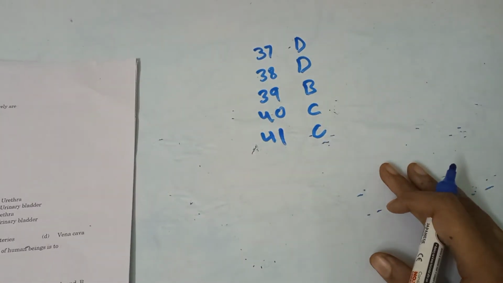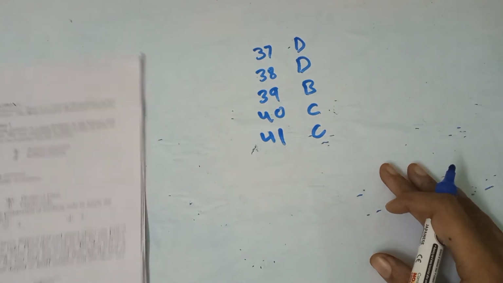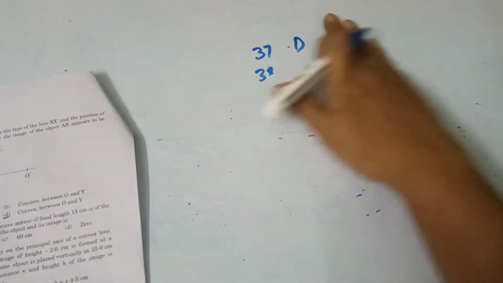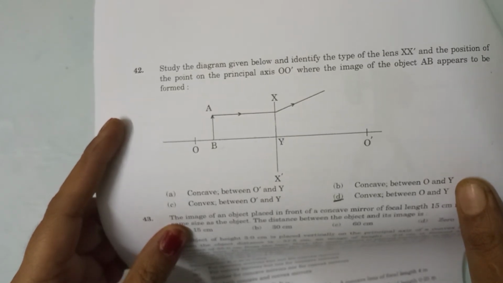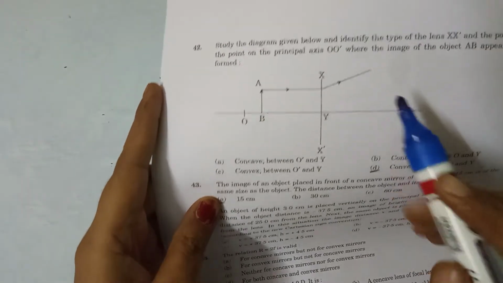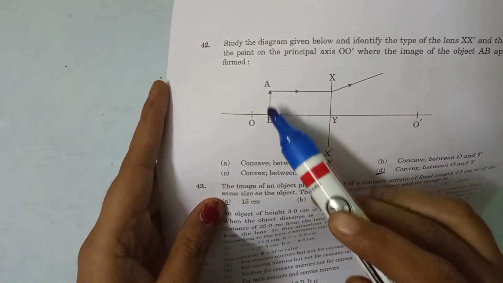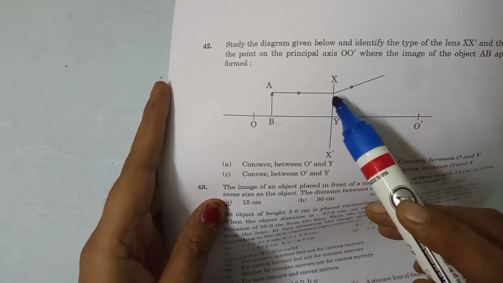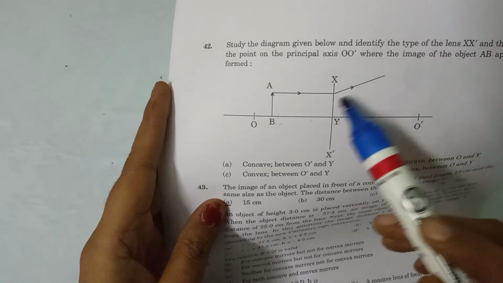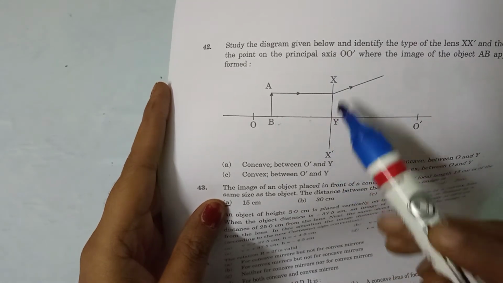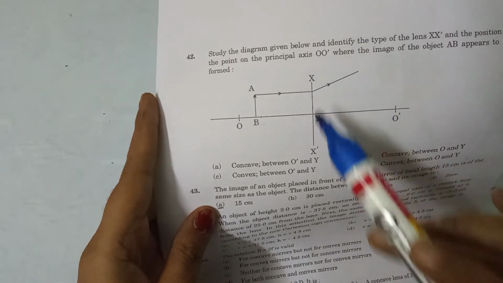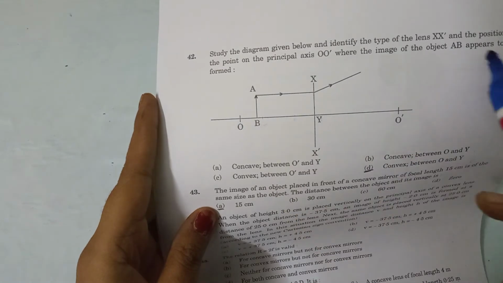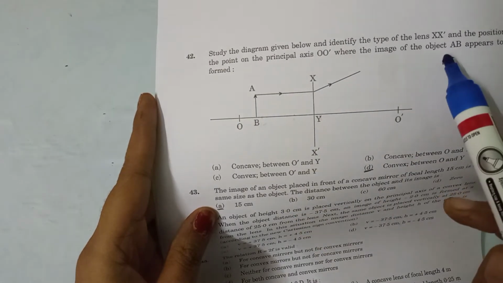In the 42nd question, study the diagram given below. Identify the type of lens XX', and the position of the point on the principal axis, O', where the image of the object AB appears to be formed. This is the object, the parallel light is coming and it is diverging, and we have to identify which type of lens it is, and the position of the image formed.